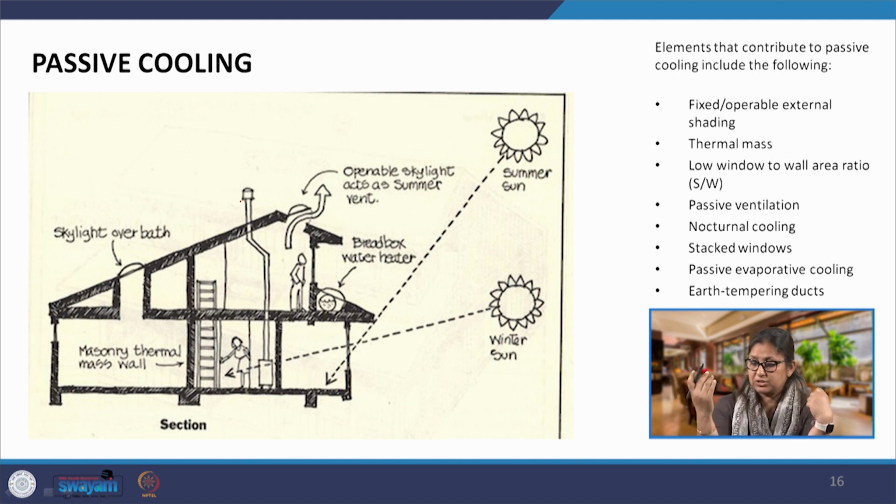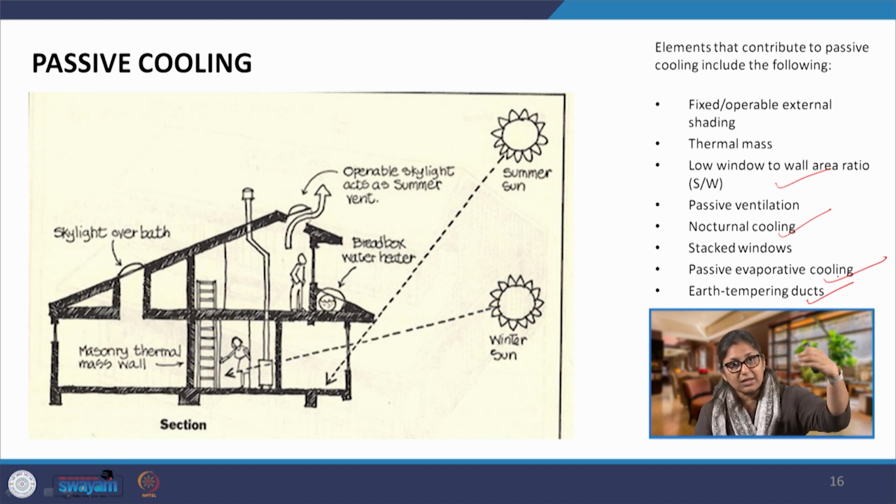For cooling, again the broader domains remain the same, but their application changes. For example, a minimal window to wall ratio is required in areas which require more cooling. Then we might require nighttime cooling, or evaporative cooling, or earth ducts, where before the air is brought into the building, it is passed through heavy mass underneath the earth, which is at an average annual temperature throughout.